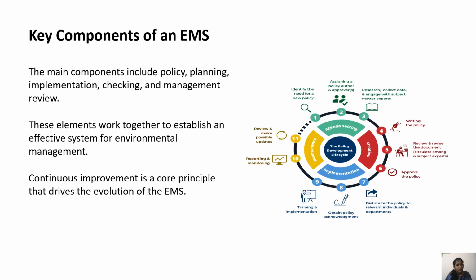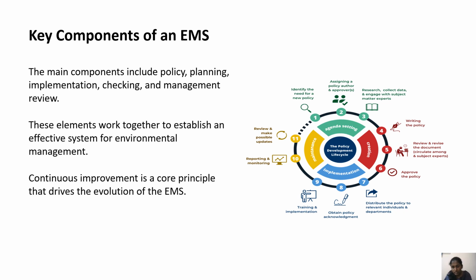Key components of environmental management system. The main components include policy, planning, implementation, checking, and management review. These elements work together to establish an effective system for environmental management. Continuous improvement is a core principle that drives the evolution of an EMS.